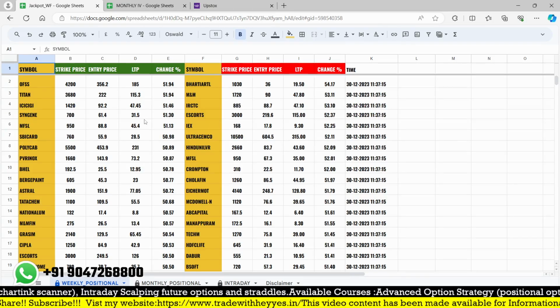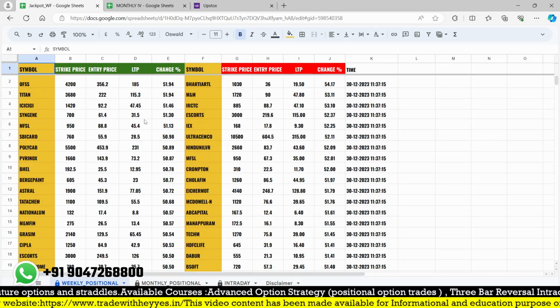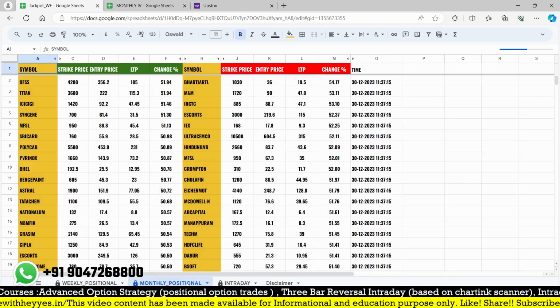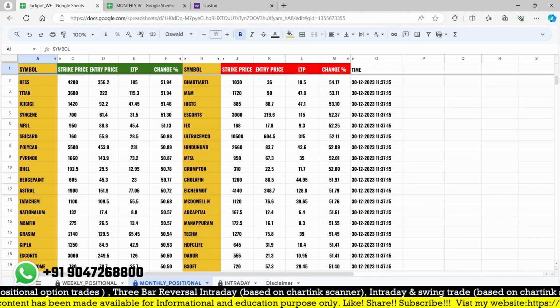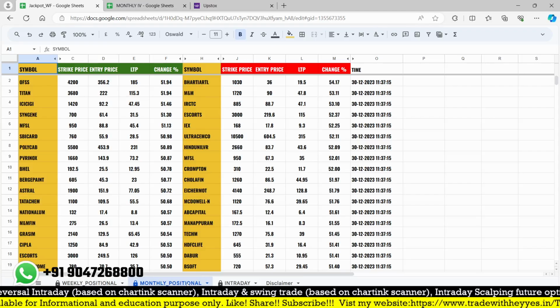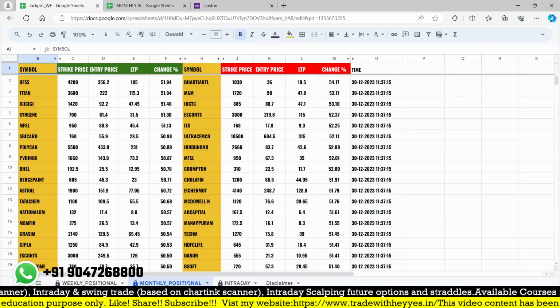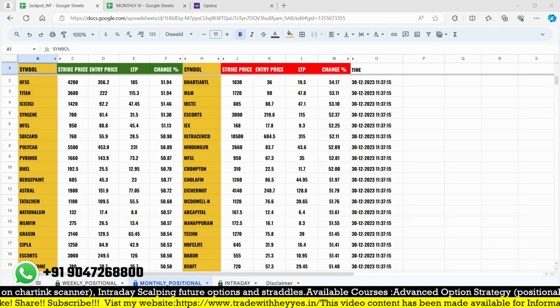Now let's come to our Google Sheet. We have updated this Google Sheet for this month. This is the monthly sheet, and the strike price and entry price will stay the same till 25th January, because the expiry is around 25th January. The strike price and entry price will never change, and the sheet is updated for the January contract. It will be the same until the end of January.